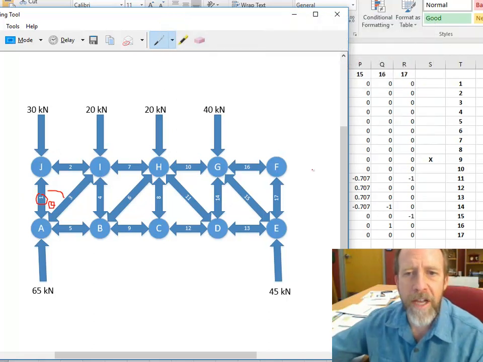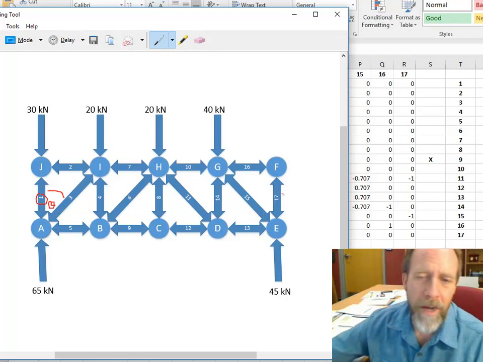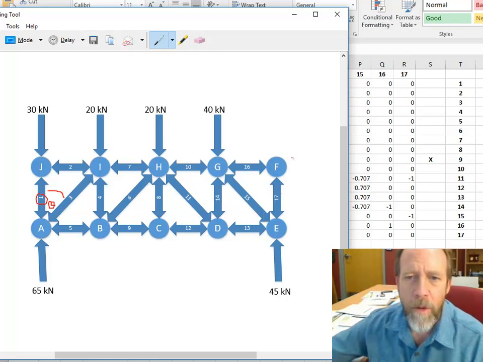Of course, you could also do J and F, but if you look at F, you can tell by looking at F that the forces at 16 and 17 are 0 anyway, because there's no external force at F, or any forces coming from any other location. So you've only got one going in each direction.